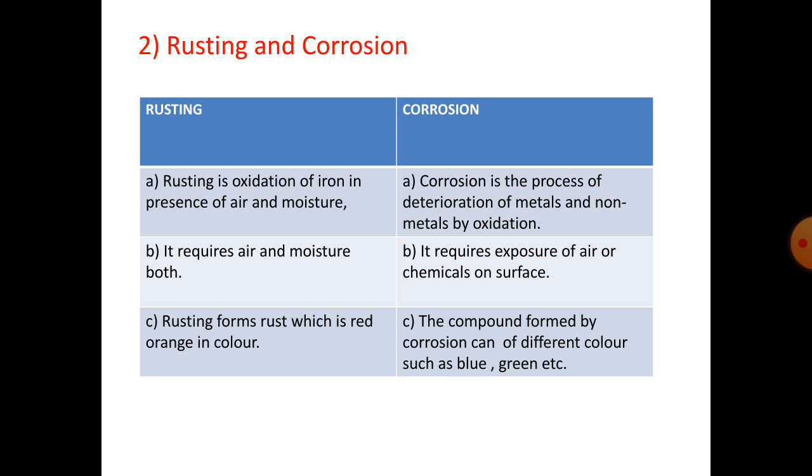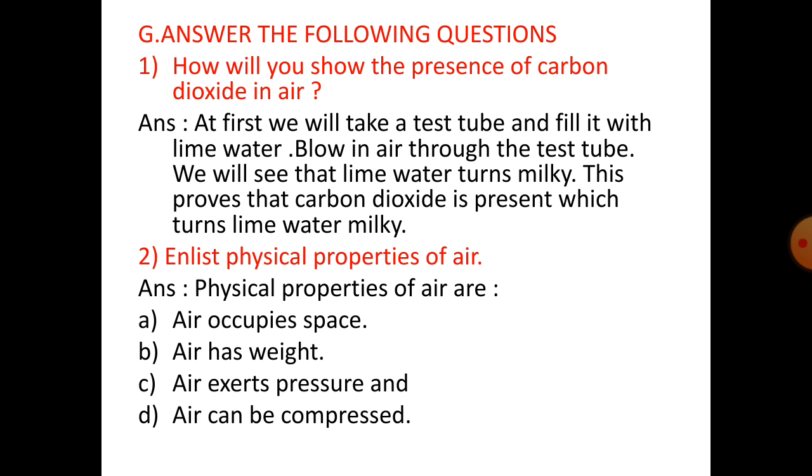Number 2. Rusting and corrosion. Rusting is oxidation of iron in the presence of air and moisture. Corrosion is the process of deterioration of metals and non-metals by oxidation. Second point, rusting requires air and moisture. Corrosion requires exposure of air or chemicals on the surface. Number C, rusting forms rust which is red-orange in color. In corrosion, the compound formed can have different colors such as blue, green, etc.